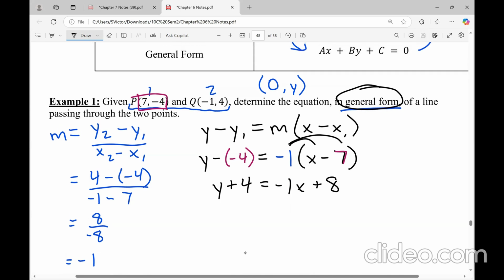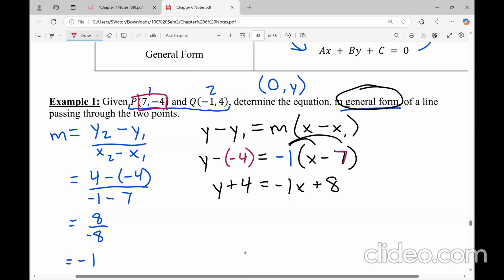Now, there's pretty much 3 conditions we need to meet for general form. Number 1 is all our terms need to be on one side. So we're going to have to move either the terms on the left to the right side or the terms that are on the right to the left side. Number 2, we don't want any fractions, which is fine. I don't have any fractions. And then the third condition, this is the one that everyone forgets, is your x term needs to be positive. Right now it's negative.